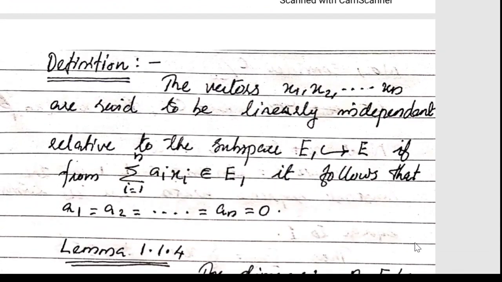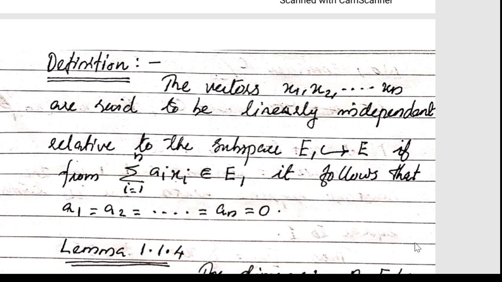Now next definition: the vectors x1, x2, etc., xn are said to be linearly independent relative to the subspace E1 of E if from the sum over i equal to 1 to n of ai xi belonging to E1, it follows that a1, a2, etc., an are equal to 0. So up to now we have studied the linear independence of vectors in a vector space. Now we are studying the linear independence of these vectors relative to a subspace.